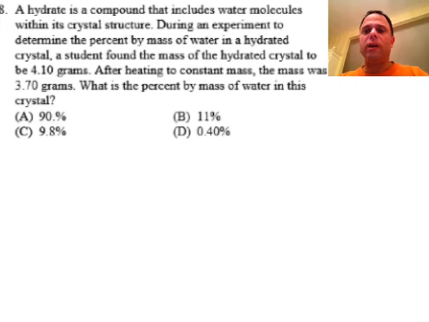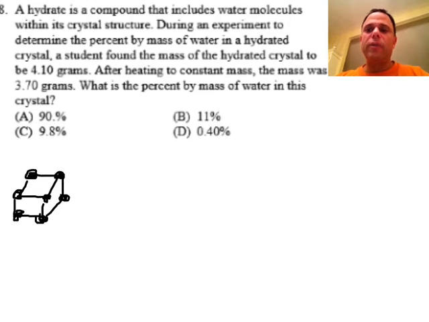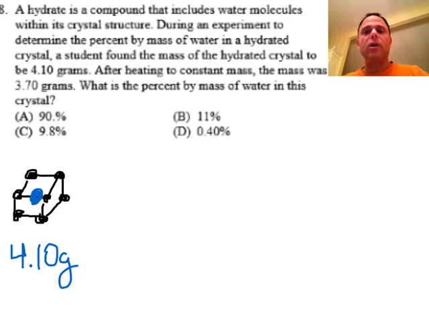Well, let me show you what they kind of mean here. Here is a portion of a crystal I'm drawing. It has a specific geometric shape. That's what crystals have. And within this crystal, we have trapped some water. And at first, when you take the mass of the entire substance with the water trapped in it, the mass is 4.10 grams. But now they said that the student heated it until all the water was drawn off.